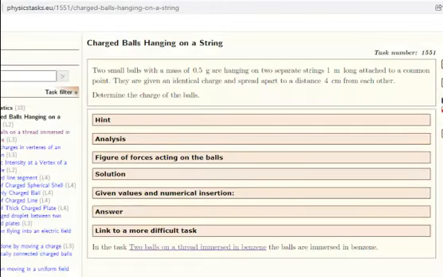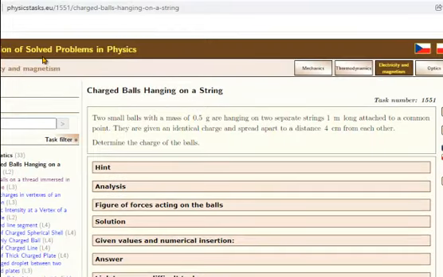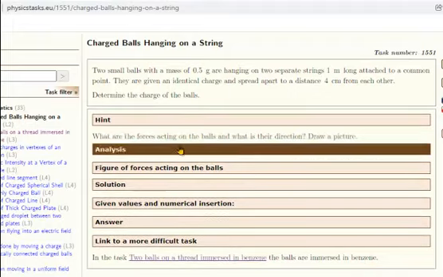So here's a little afterthought for the pith balls that are repelling each other, or the tape dispenser, how much charge there's on there, and you will see that in this particular one. It comes really close. So this one is called a collection of solved problems in physics, and you can see the web address up there. And here it is: two small balls with this kind of mass are hanging on separate strings, 1 meter long, attached to a common point. They're given an identical charge and spread apart to a distance of 4 centimeters from each other. And then there's a hint. What are the forces acting on the balls? What is their direction? Draw a picture.